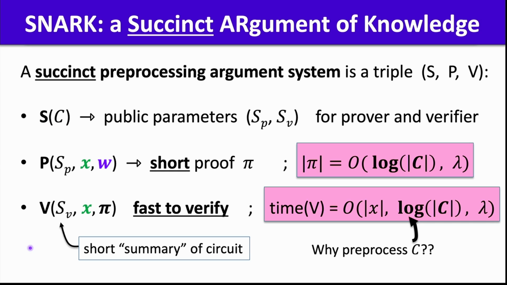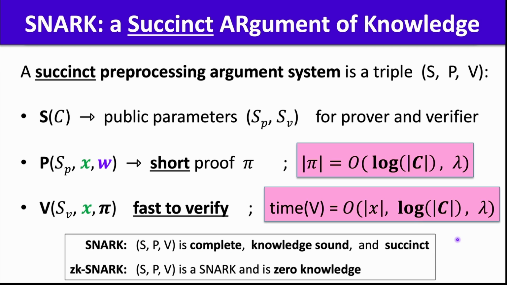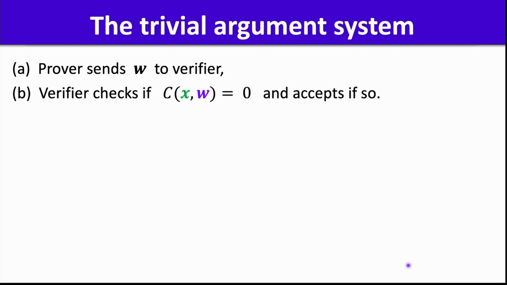And it's really quite remarkable that we can summarize a circuit using so little information, using only logarithmic data in the size of the circuit. And that's already enough for the verifier to verify that the prover has a satisfying assignment for the circuit. Okay, so this is the purpose of the setup procedure, to summarize the circuit for the verifier. So now, as we said, a SNARK is a succinct proof system that is complete, knowledge sound, and succinct. And a ZK SNARK is basically a SNARK that in addition is also zero knowledge. Okay, so now we understand what a SNARK is. We can go back to the trivial argument system, where the prover simply sends the witness in the clear to the verifier, and the verifier accepts if C of X, W is equal to 0.